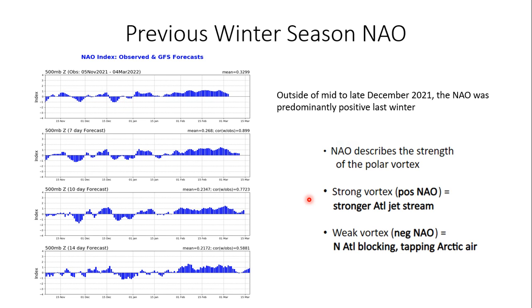So bottom line here is the NAO, the North Atlantic Oscillation, describes the strength of the polar vortex. With a stronger polar vortex, you usually get a positive NAO, and that results in a stronger west to east Atlantic jet stream. Whereas a weaker polar vortex results in a negative NAO, and that's going to result in more of a wavy jet stream. The jet stream is going to slow, it just becomes weaker overall. North Atlantic blocking is going to occur with a negative NAO, typically up into Greenland. And then with that deep trough over the eastern U.S., you're going to get a lot of Arctic air, direct shots of Arctic air from the far north.